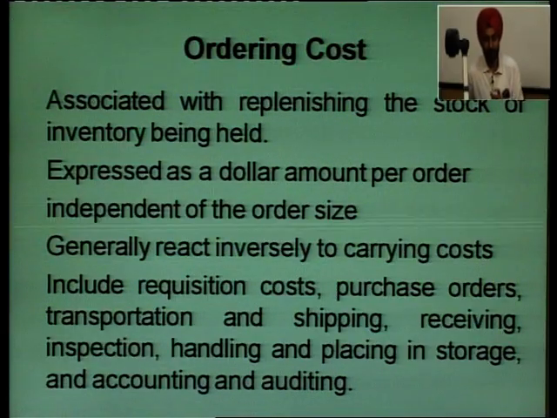If 1000 units is our annual requirement, and if our order size is 100, then we will have to give order 10 times in a year. If our order size is 500 units, then we will have to give order only twice a year. So accordingly our ordering cost, total ordering cost will diminish.